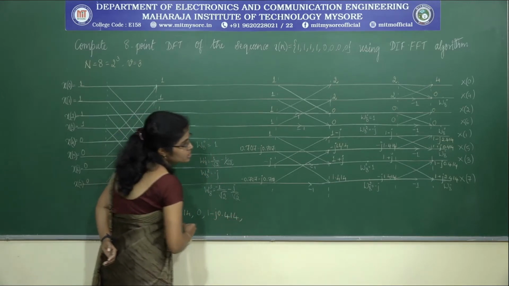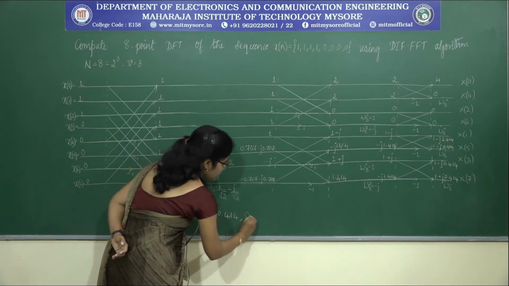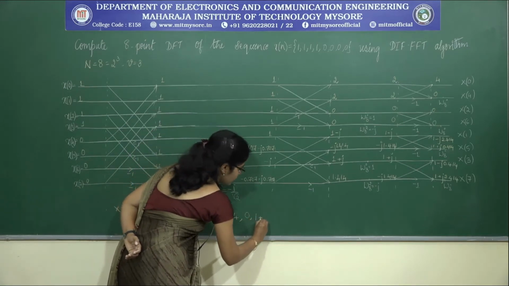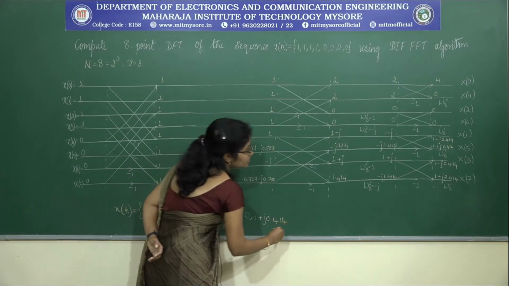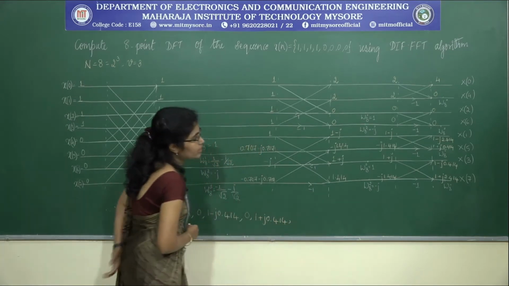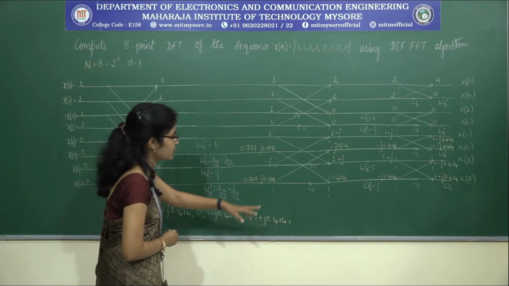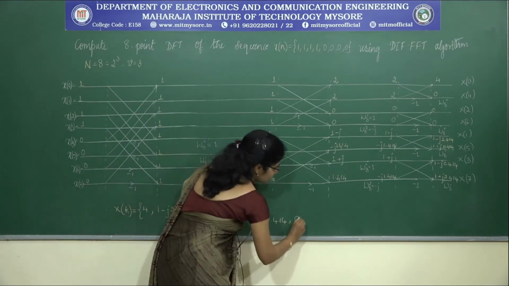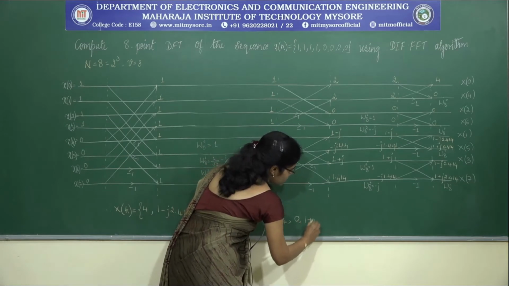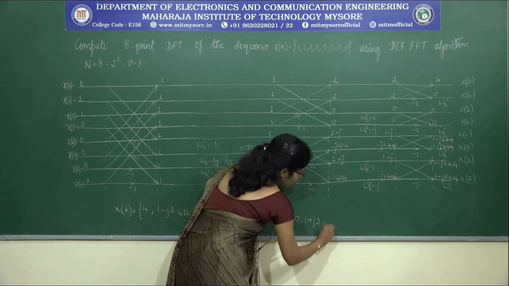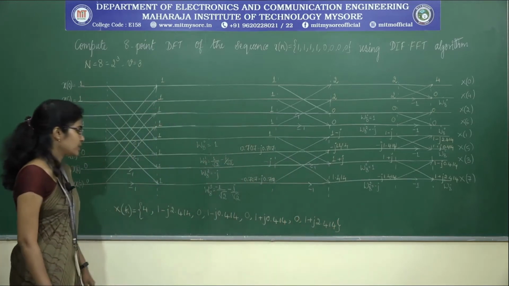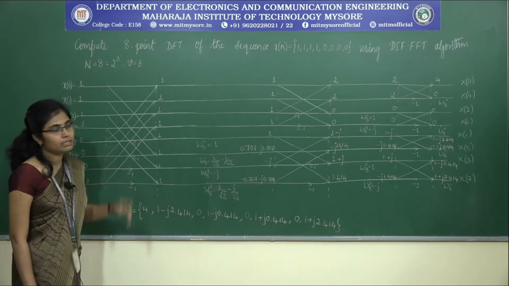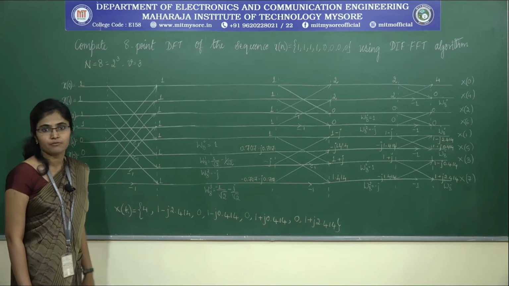X of 4 is 0. X of 5 is 1 plus j 0.414. Similarly, we are done with x of 5, then it should be x of 6. X of 6 is 0. X of 7 is 1 plus j 2.414. So this is how we can compute 8-point DFT with the help of DIFFT algorithm.